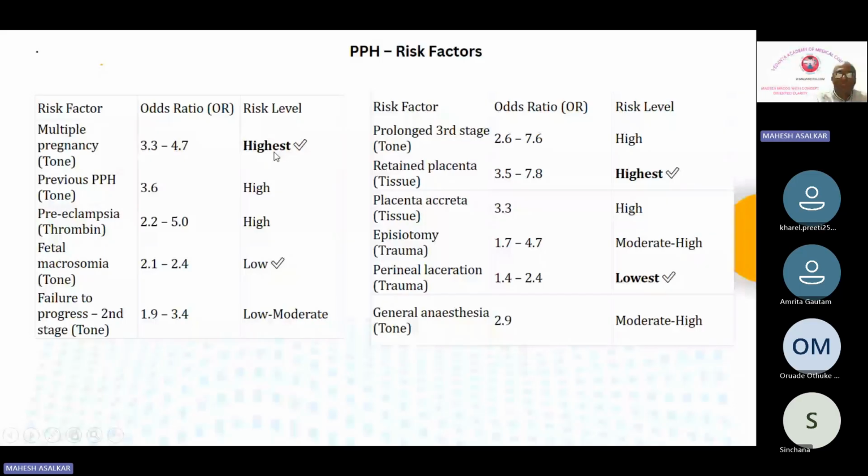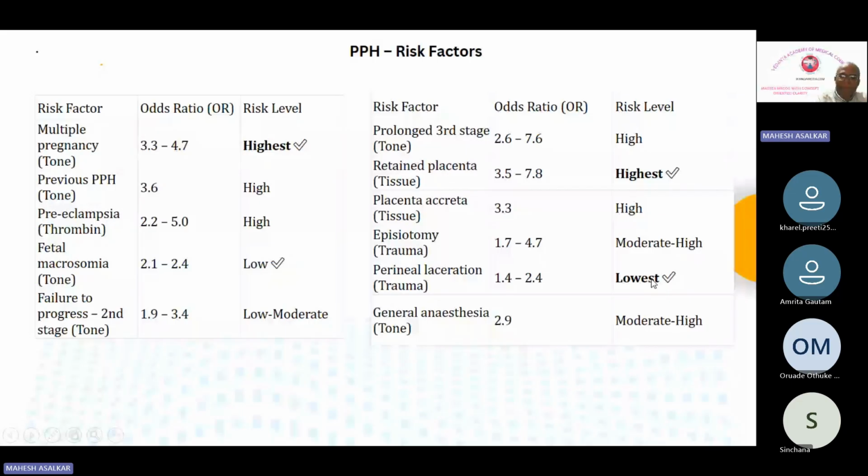Then intrapartum factors, these were antenatal factors. Intrapartum factors: prolonged third stage, retained placenta, placenta accreta, episiotomy, perineal laceration, and general anesthesia. The highest in intrapartum factors, odds ratio 3.5 to 7.8, is for retained placenta. And for antenatal factors, it is multiple pregnancy, odds ratio around 4.7. If all these options are given, you will feel that all options cause postpartum hemorrhage. Then you need to take into account the odds ratio and decide which one is the best. And the lowest is perineal laceration.